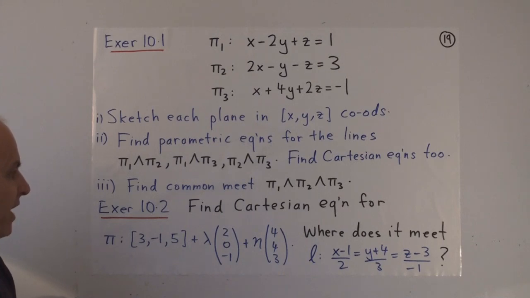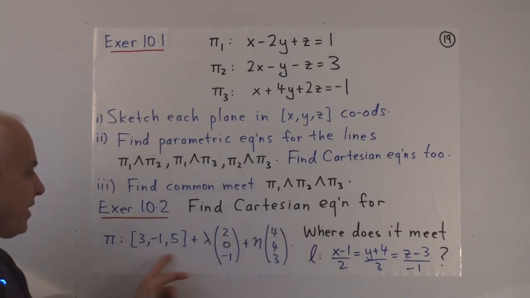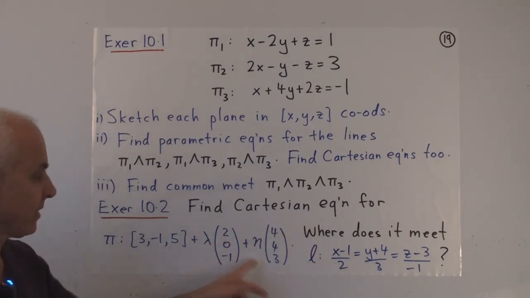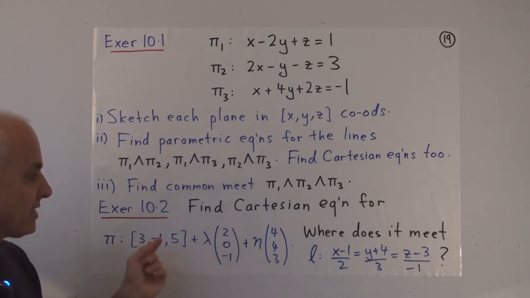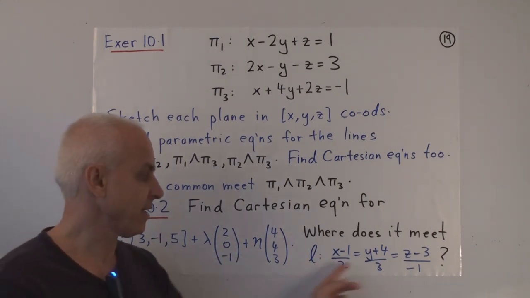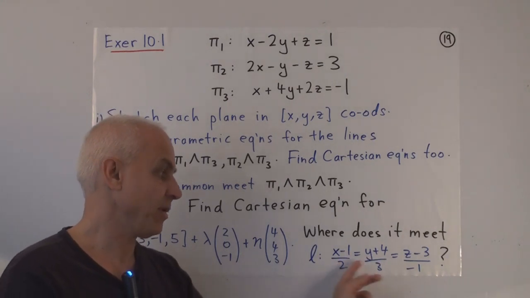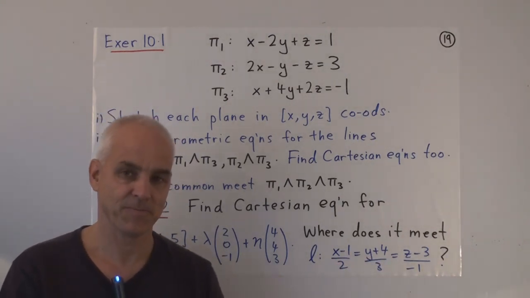And the second exercise, find the Cartesian equation for this plane, given here parametrically, and where does that plane meet this line given in terms of Cartesian equation.